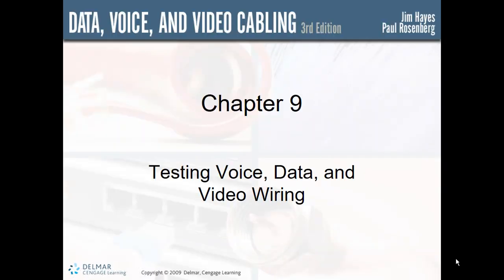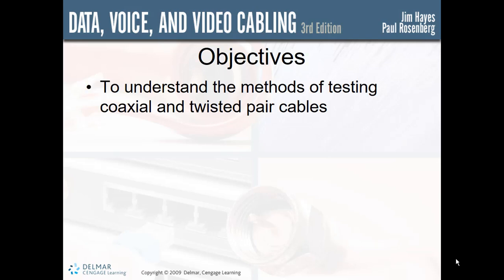Okay, welcome to Chapter 9 of Data, Voice, and Cabling, 3rd edition: Testing Voice, Data, and Video Wiring. Now, what's the goal in this chapter? Well, our goal is that you would understand the methods of testing coax and twisted pair cables.